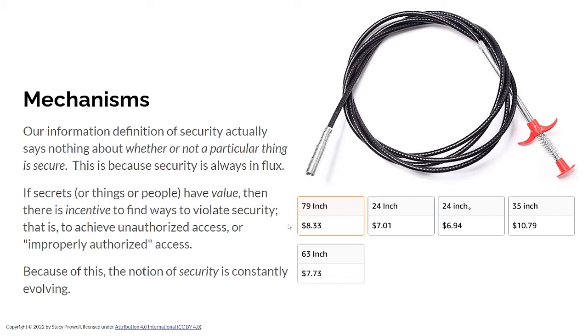I will point out the weirdness here that the 79-inch one is a little over $8. The 24-inch one is a little cheaper. This 24-inch one is somehow even cheaper. The 35-inch one is slightly more expensive. But if I want to almost triple this, it's really cheap. These numbers make no sense. So there you go. Be sure and get a good deal when you buy your flexible grabber to steal information. All right.